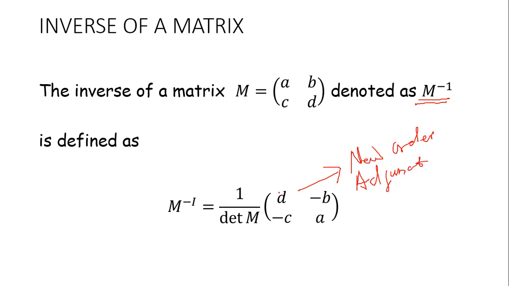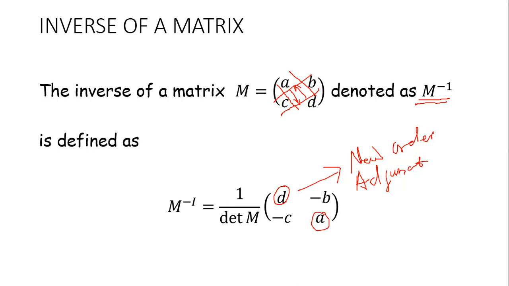So in this adjunct matrix, we come to our original matrix and we interchange the elements in the major diagonal. So that is why D has shifted from where it was to this place, and then A has shifted to where the D was. And then in the minor diagonal, we just change the signs of the elements. So if it was positive, it becomes negative. And if it was negative, it becomes positive.